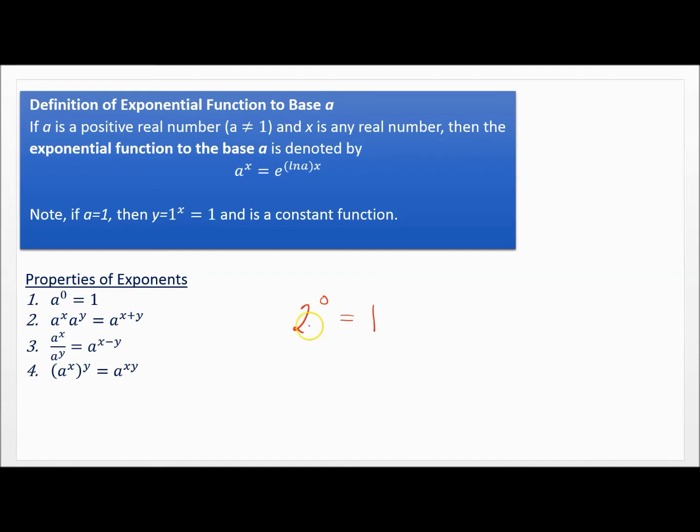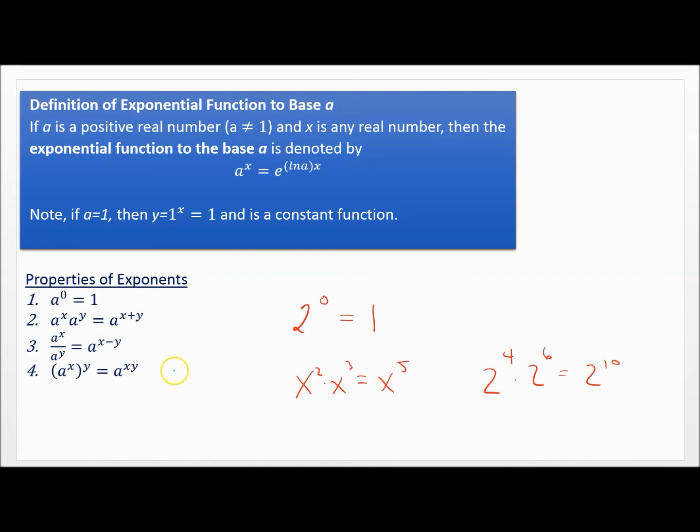Now, a to the x times a to the y. Remember what you do when you have a common base. You add the exponents. Just like x squared times x to the 3rd is x to the 5th. Well, on the other hand, if you have 2 to the 4th times 2 to the 6th, that's 2 to the 10th. So that's the second property. The third property, a to the x divided by a to the y, is a to the x minus y. So again, an example here.